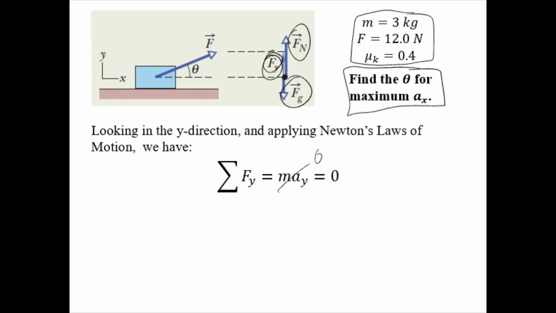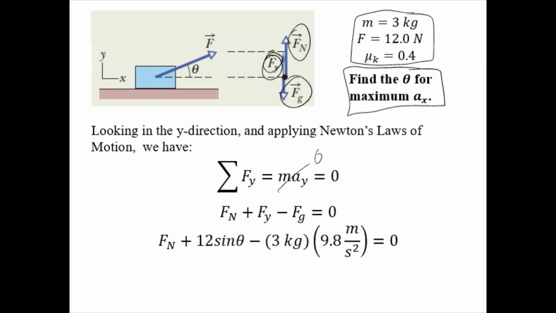So again, if we go ahead and start writing this out, F sub n upward, F sub y upward, F sub g downward. We know that F sub y is going to be the size of the force times the sine of theta, right? So we know the size of the force here that was given. We know how big that is, but we don't know the angle, right? And so we go ahead and put those in.